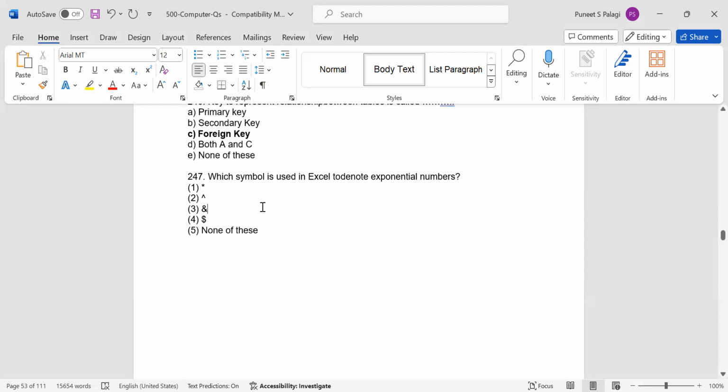Which symbol is used in Excel to denote exponential numbers? It is option 2. In general, this is used to denote exponential numbers in many languages.